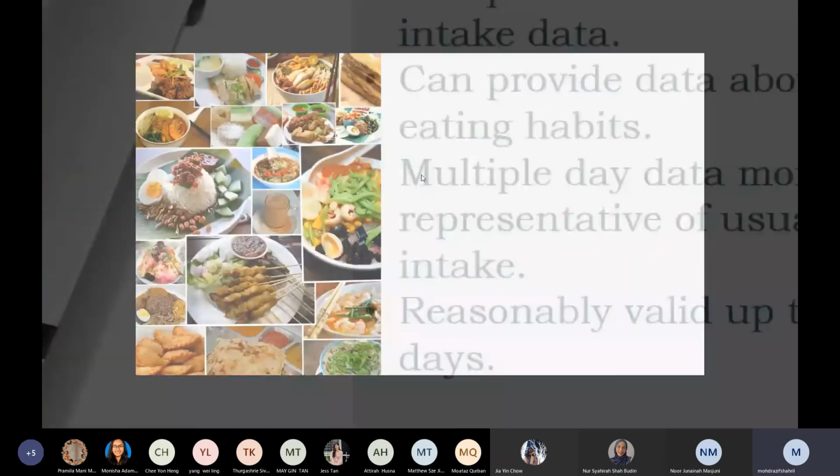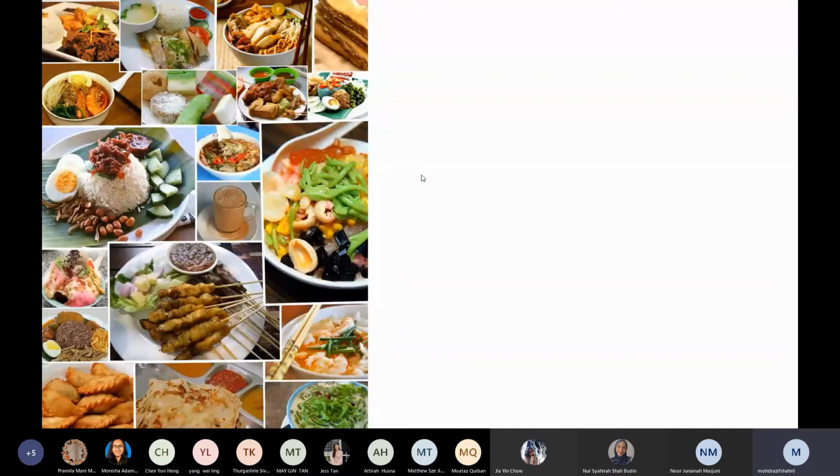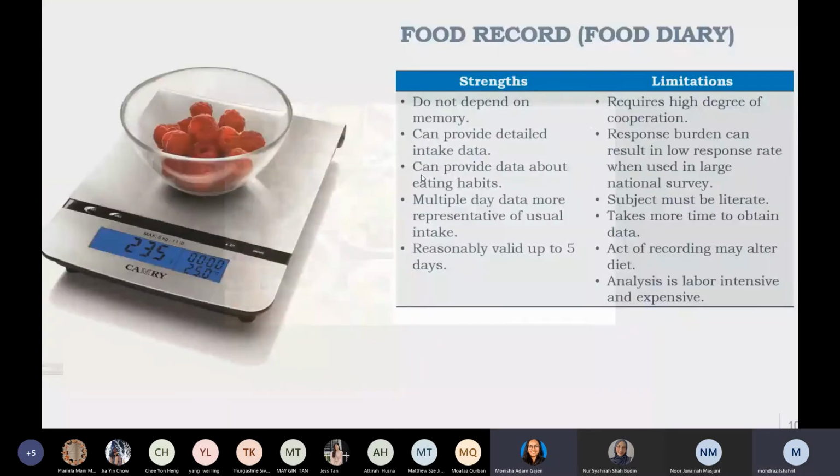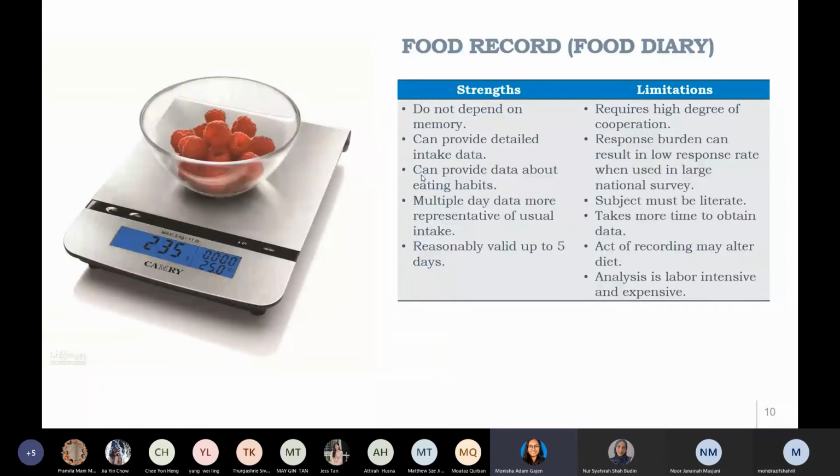So any question before we move to the next method, or any concerns that you want to share based on your experience? Doctor, can I ask? Yes. Do the subjects have to report if, let's say, they're diabetic and take insulin injection, or maybe they are athletes, so they take certain drinks to boost their performance? Do they have to report that as well? You mean in the food record and 24-hour diet record?